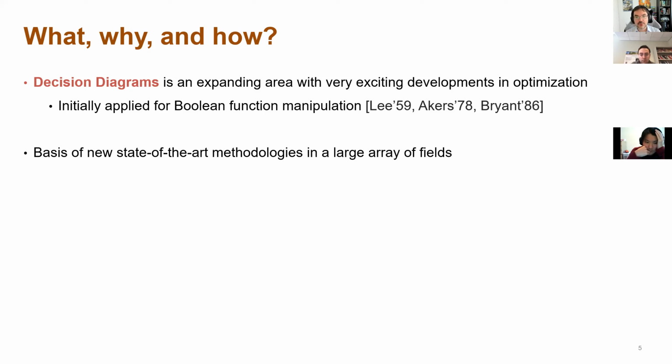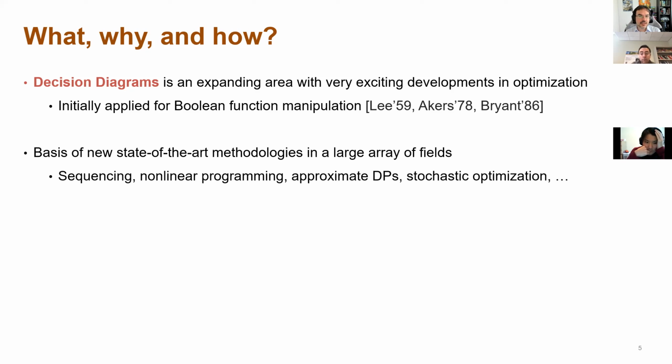That's the goal that we want to focus on here today. So it has been applied in sequencing problems, in TSP-related problems, a lot of nonlinear programming, in approximate dynamic programming methods for value function approximations, also in stochastic optimization as a way to encode samples. So it's been really growing, and I think that there's a lot of room for improvements there.